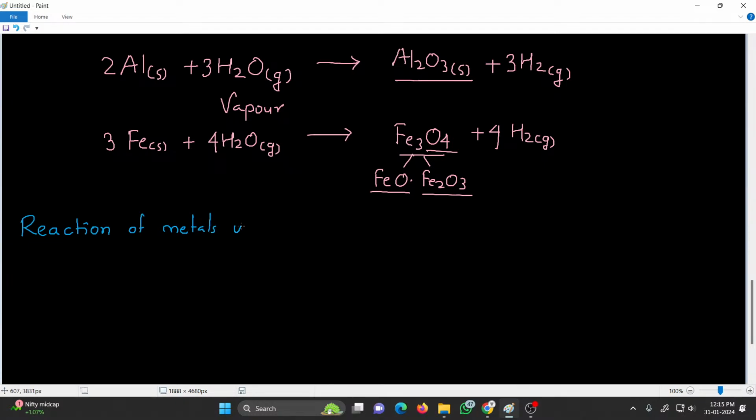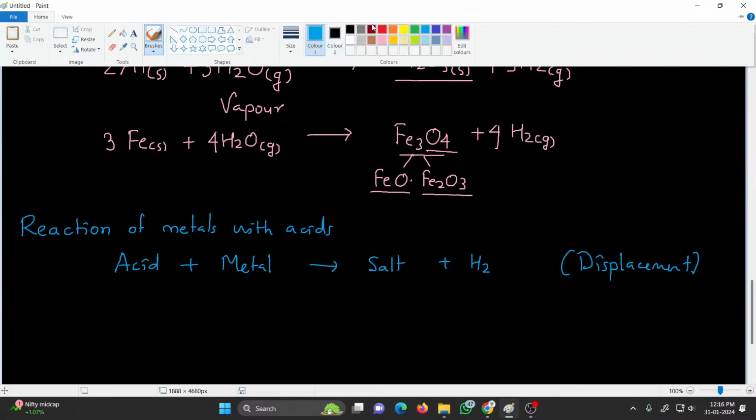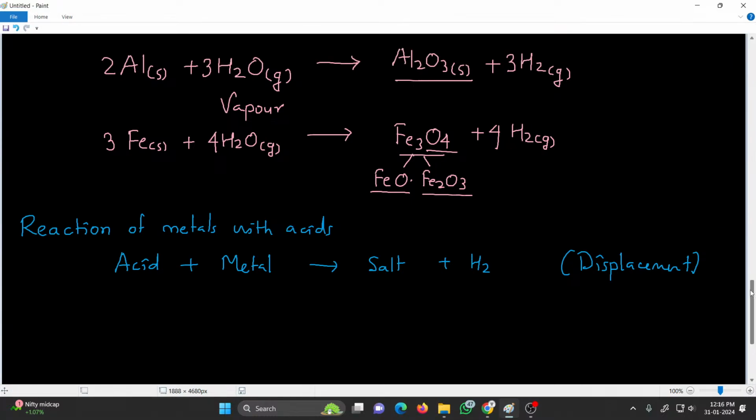Reaction of metals with acids. Any acid for that matter can react with a metal to form a salt and evolution of hydrogen gas. So this is a displacement reaction in which a more reactive metal cation displaces hydrogen cation from acid solution.